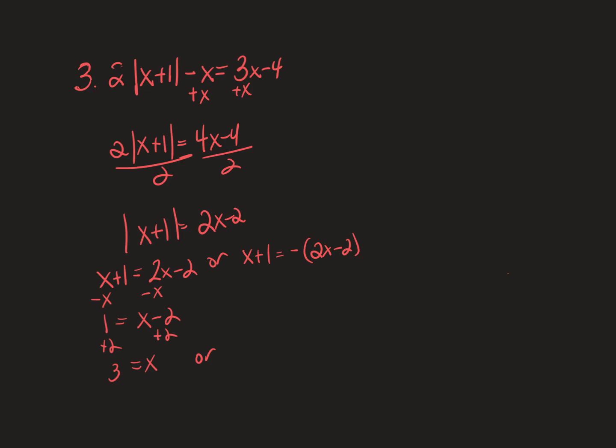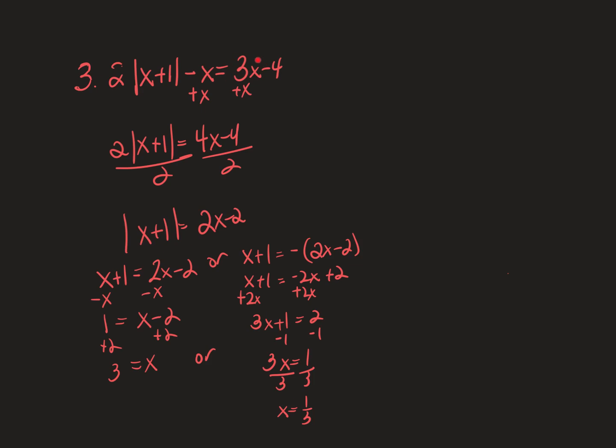Or distribute that negative sign. X plus 1 equals negative 2x plus 2. I'm going to add 2x. 3x plus 1 equals 2. I'm going to subtract 1. 3x equals 1. I'm going to divide by 3. X will equal 1/3.